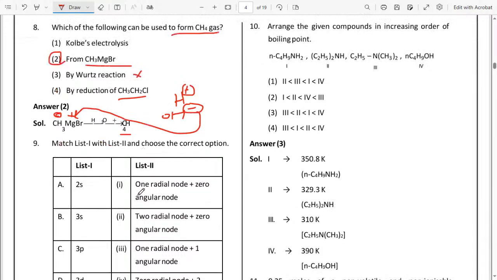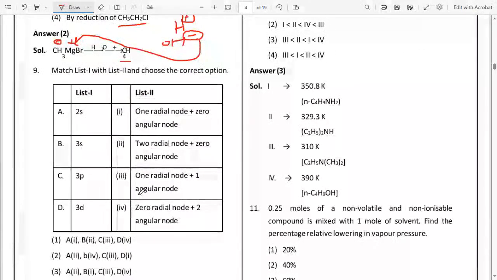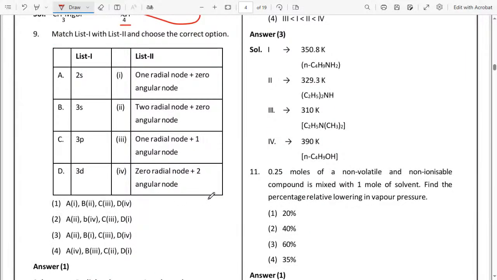Next, yes, match list 1 with list 2 and choose the correct option. Right. So what is it? 2s gives what? 1 radial node plus 0 angular node.